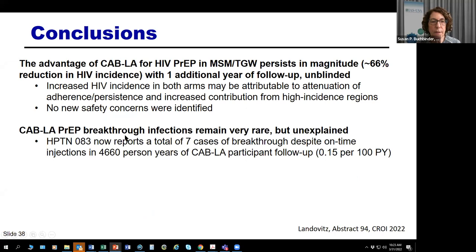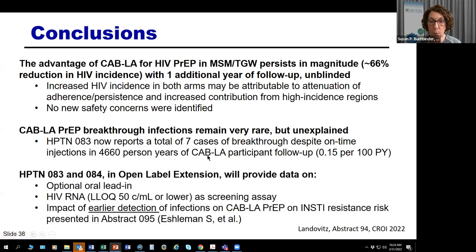They also reported that while CAB-LA breakthrough infections remain rare, they are still unexplained, and there were a total of 7 cases of breakthrough despite on-time injections. So the rate is very low, but that was a false statement in the test question number two. There were in fact breakthrough infections despite on-time injections. So it's not 100% efficacious.